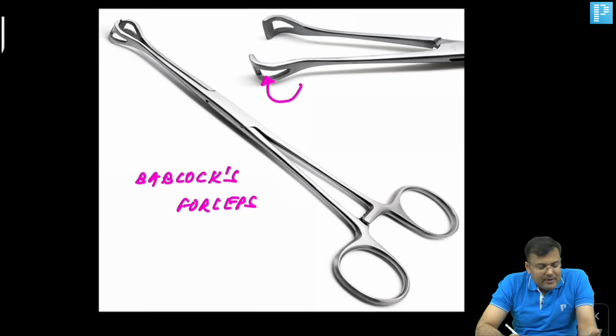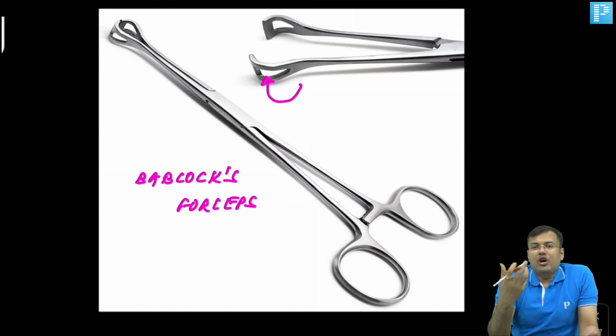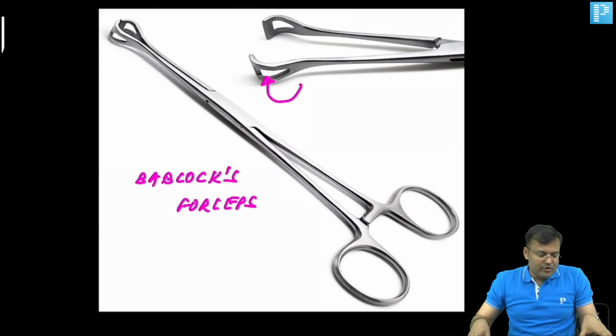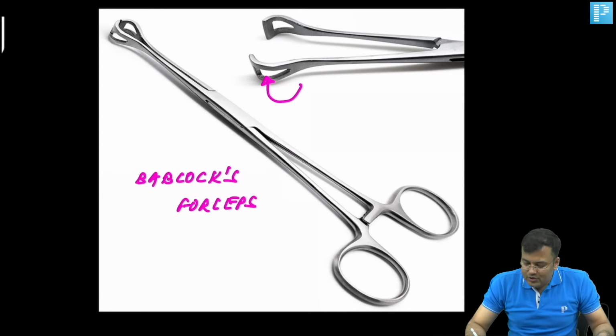Babcock's forceps. It is a non-traumatic instrument. There is a space, so it can accommodate something. What is it going to accommodate? Some tubular structures. Can you tell me what those tubular structures are? Ureter, fallopian tubes, appendix it can accommodate. So, this is Babcock's tissue forceps.